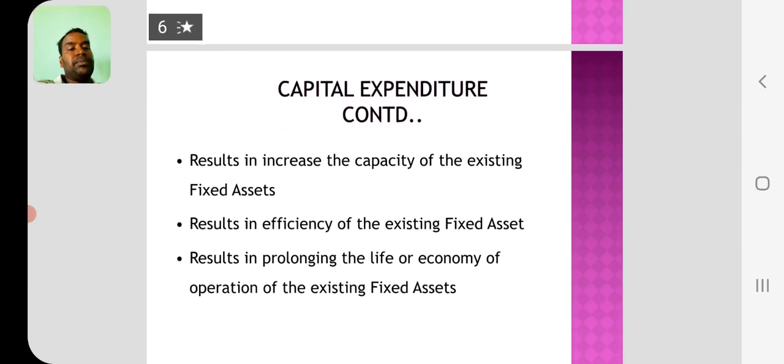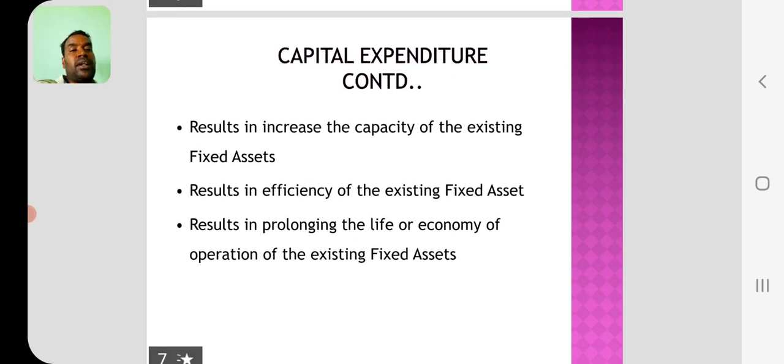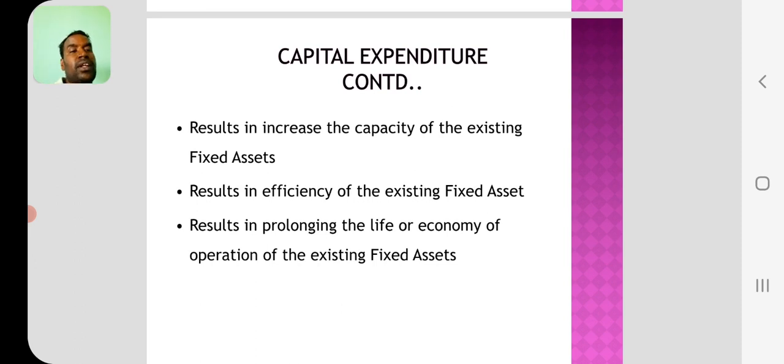It results in an increase in the capacity of the existing fixed assets. Capital expenditure is used for increasing the capacity of the fixed assets. It results in efficiency of the existing fixed assets. By paying the money, the expenditure is used for a longer period, meaning purchasing assets. It results in prolonging the life or economy of operation of the existing fixed assets.